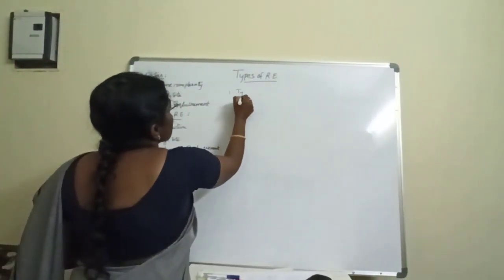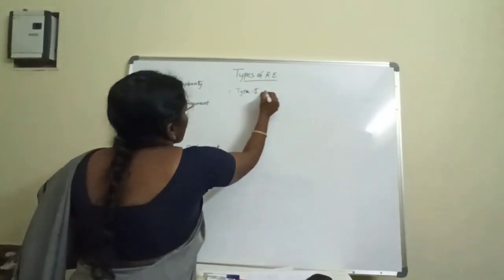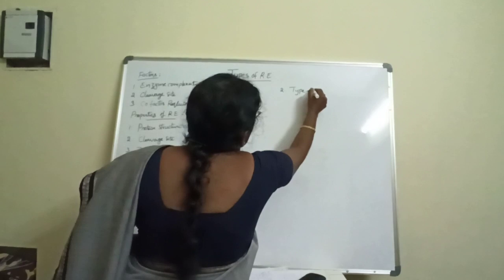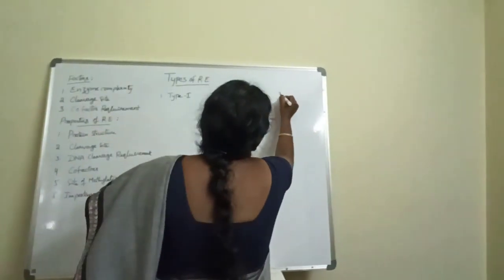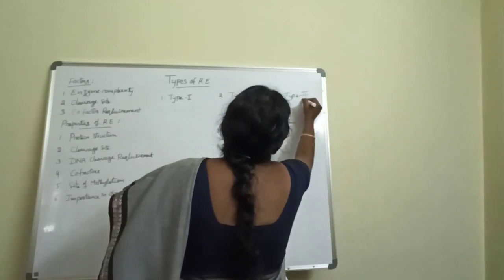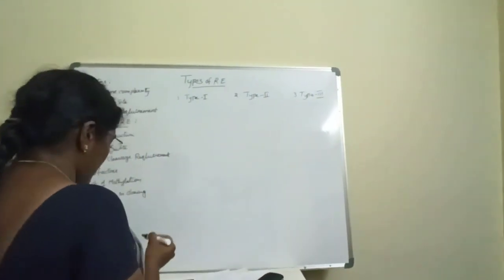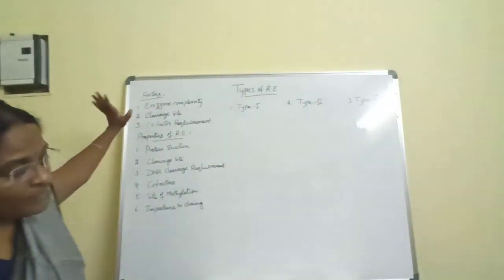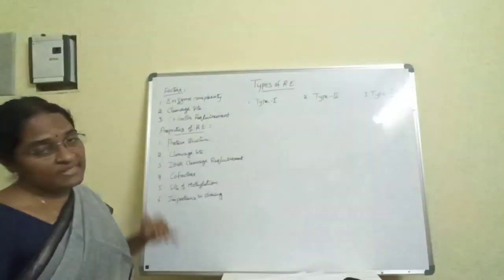Type 1 enzymes, the second one is type 2 enzymes, and the third one is type 3 enzymes. Type 1, type 2 and type 3. This classification is based on cofactor requirement and properties of restriction enzymes.